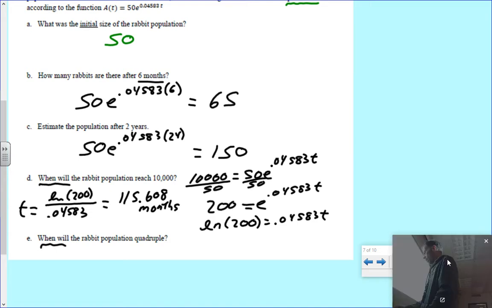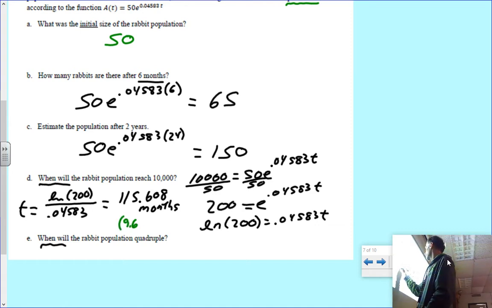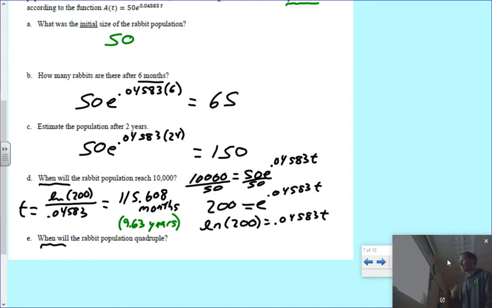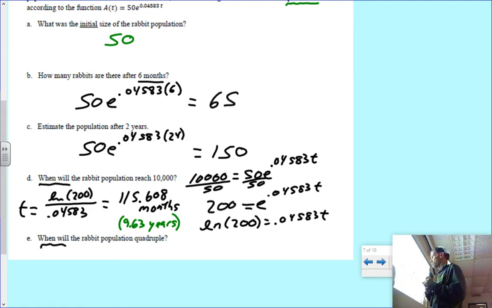If you want to know how long it is in years, you can just divide that by 12, and it ends up being 9.63. Now, is that really realistic? Can that size of land really hold 10,000 rabbits? Maybe not, but mathematically, if it continued on that same rate, that's how long it would take for there to be 10,000 rabbits.